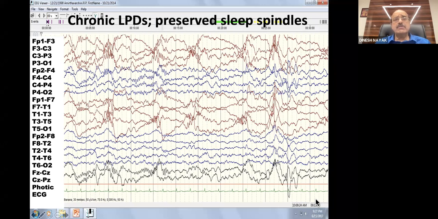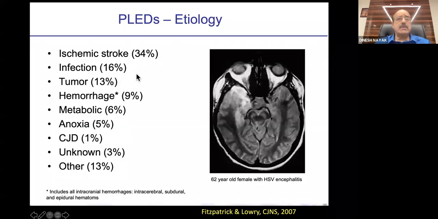So what is the etiology of the PLEDs? You can see that stroke, ischemic stroke and infection form 50% of all etiologies. So if you see PLEDs, be sure that this could either be infection or it could be ischemia. Rarely other things: tumor, metabolic, anoxia, CJD. So that's very important. If you see PLEDs acutely, infection, stroke, that's the message.